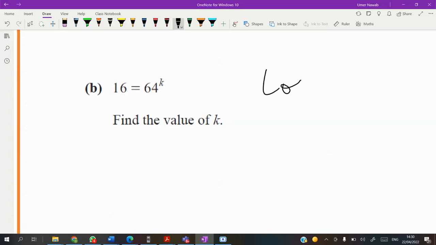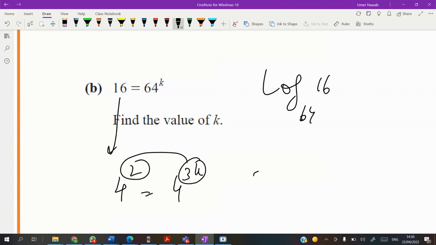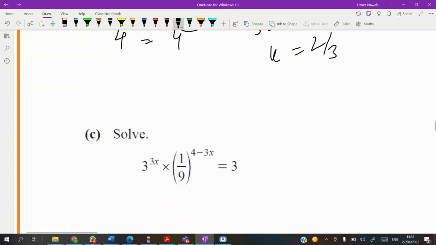You can use log base 64 of 16, and then you get the answer. But here I'm going to use the manual way. 4 raised to the power 2 is 16. 64 is 4 raised to the power 3k. So 3k is equal to 2. So k is equal to 2 over 3.